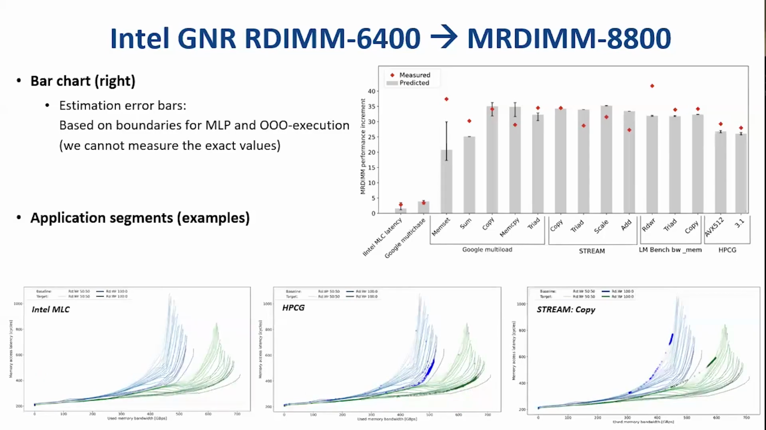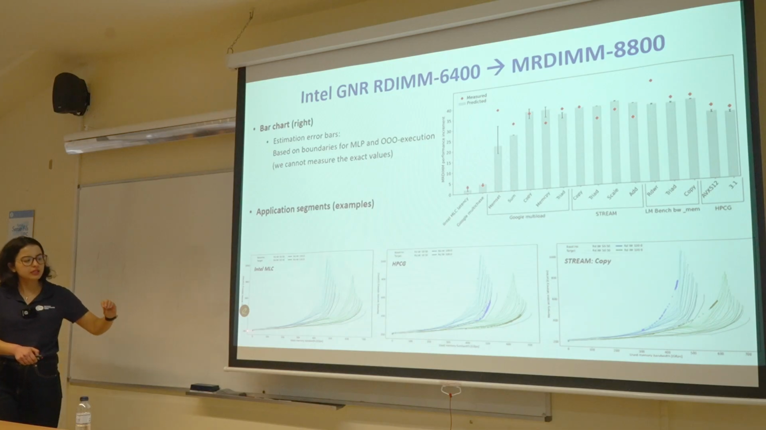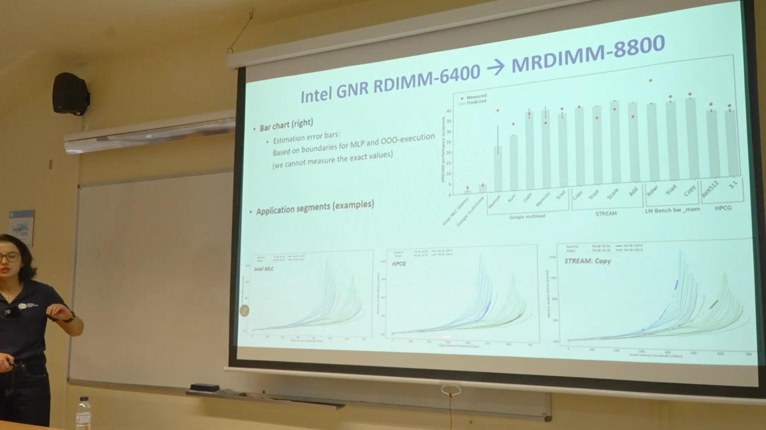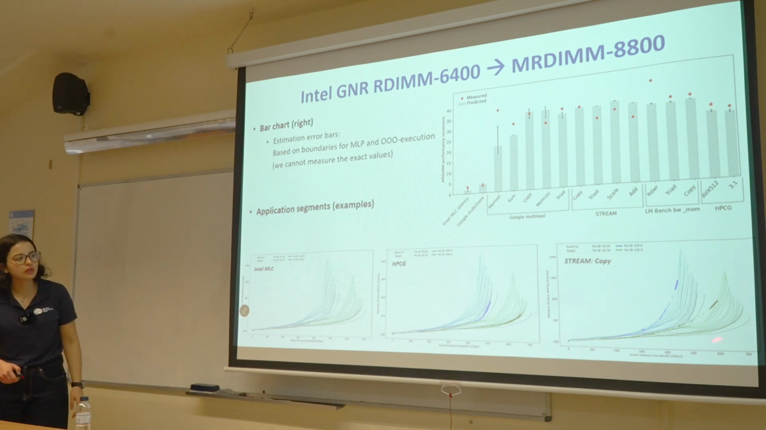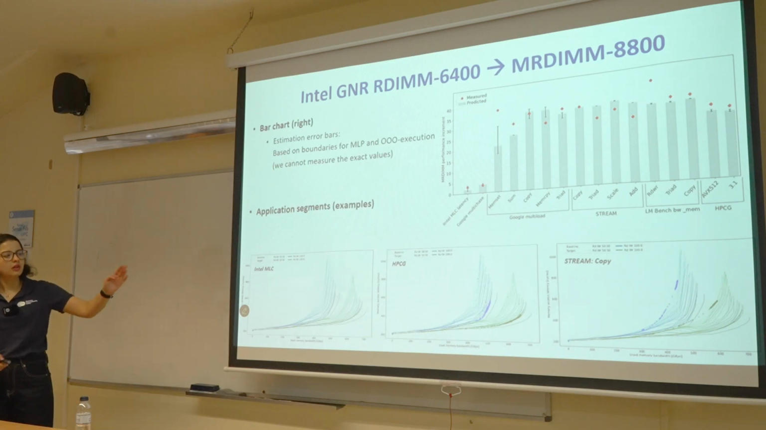Also, we can have charts with the applications plotted on top of the curves. We have the baseline as your blue curves and the target as your green curves, RDIMMs and MRDIMMs. Here we have a latency one, so it's really in the beginning of the curve. It's Intel MLC. HPCG is spread all over the curve, and also string copy, which is in this part. So you have profiled in the baseline and predicted the target family of curves.